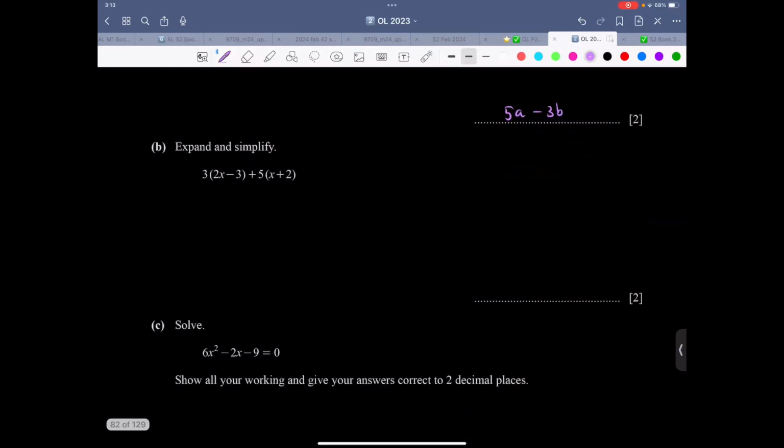Expand and simplify. 3 into 2, 6x. 3 into negative 3, negative 9. 5x plus 10. 6 plus 5, 11x. And 10 minus 9 is 1. So that is 11x plus 1.